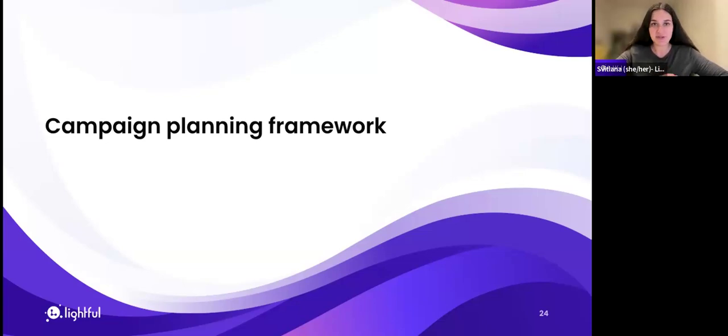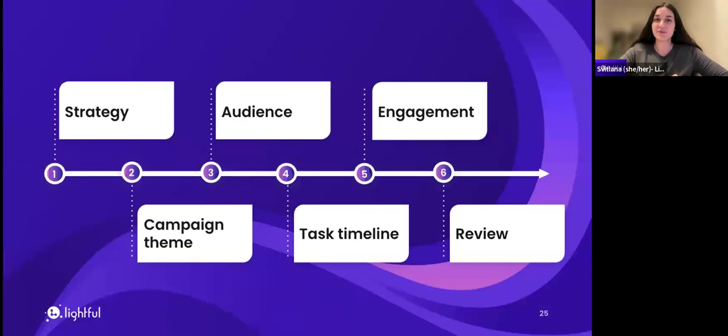So now let's take a look at how to plan a campaign. What are the key steps that you need to take? We have identified some of them, so you can see them on the next slide. We have the framework that we will talk through: six simple steps of strategy, campaign theme, audience, task, timeline, engagement, and review.